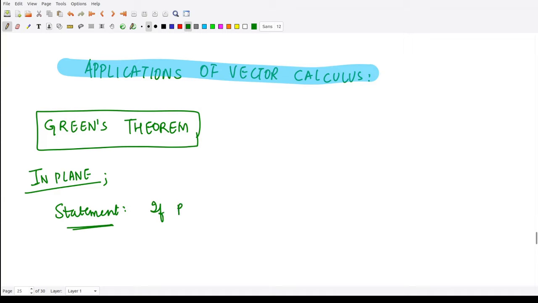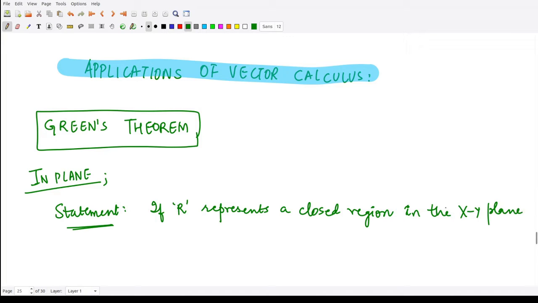if R represents a closed region in the xy plane, so suppose we are in the xy plane and this R represents the closed region bounded by the simple closed curve C. So this is one thing that is given to you.